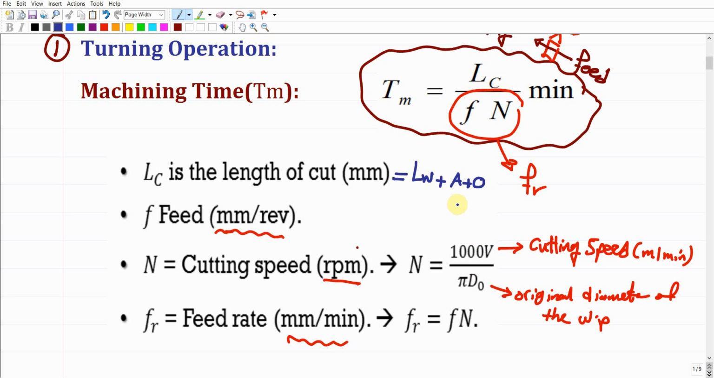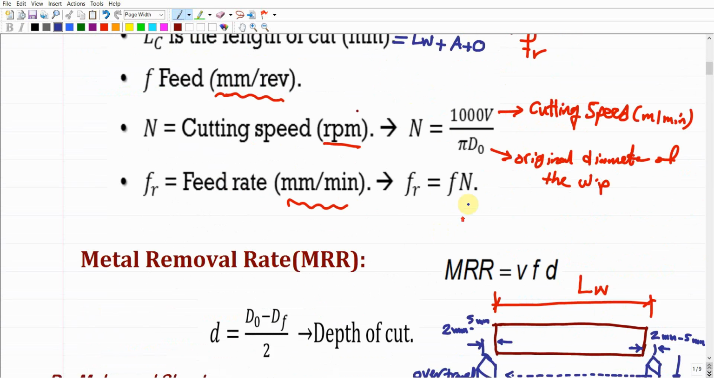If the approach distance and over travel distance were given to you, you're gonna add them to the workpiece length. If they were not given, you're just gonna assume that they are zeros and substitute with the length of the work part that should be cut. Plug it here, and you're gonna calculate the machining time in terms of minutes.